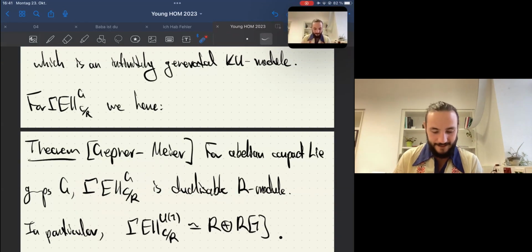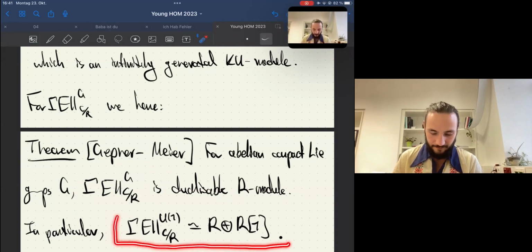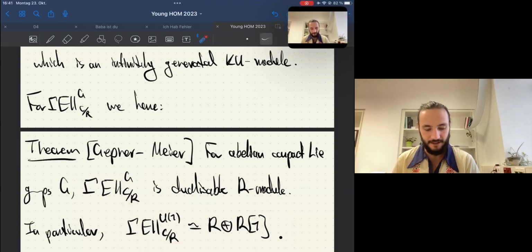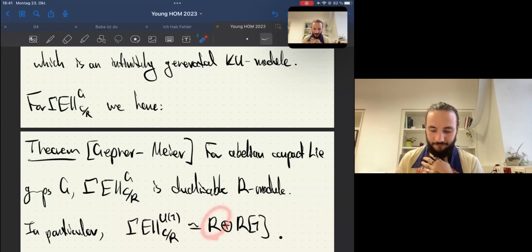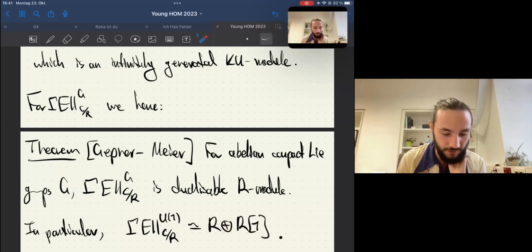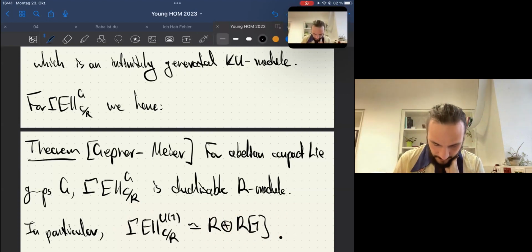And in particular, they write down a formula for the U1 equivariant elliptic cohomology, and it turns out to be exactly R plus another copy of R. That's as an R-module. I'm actually not sure what the E infinity structure on the left could be, in terms of some square zero extension or something. So as R-modules.